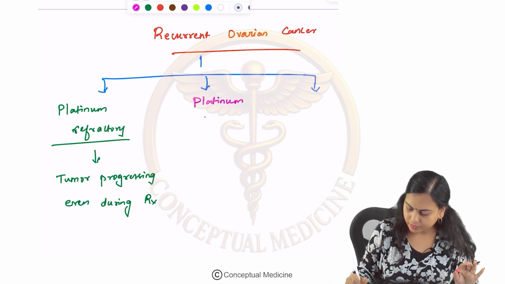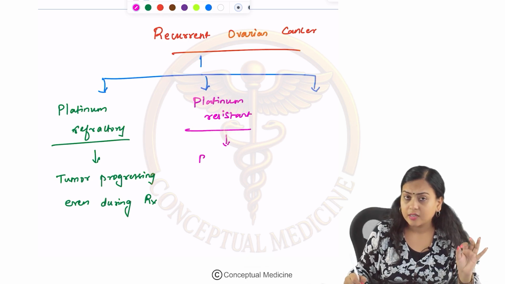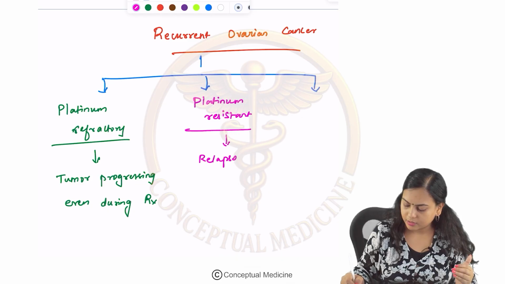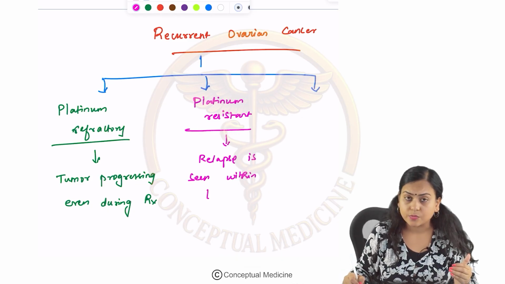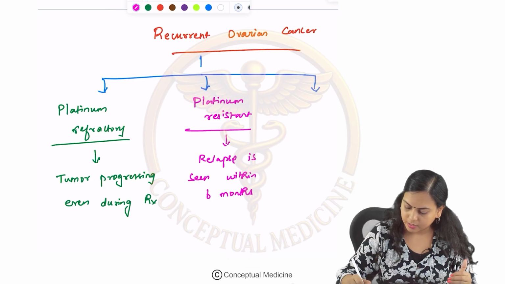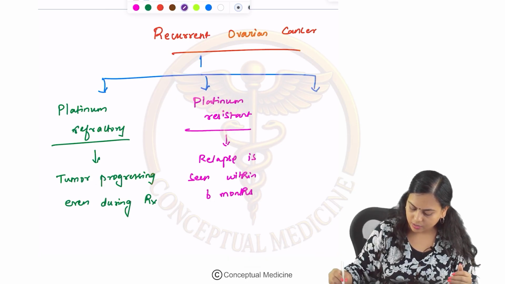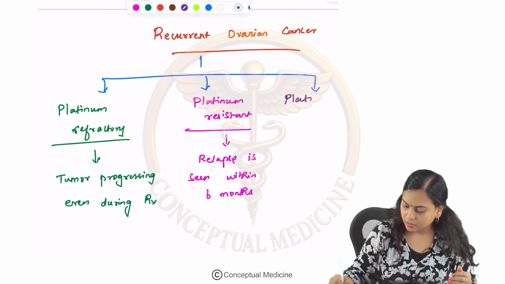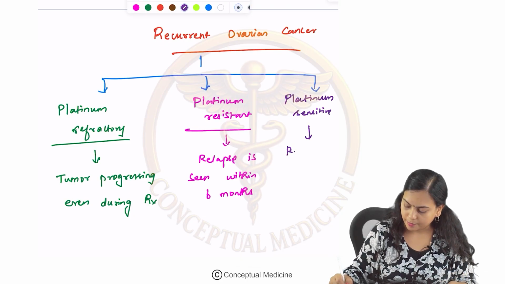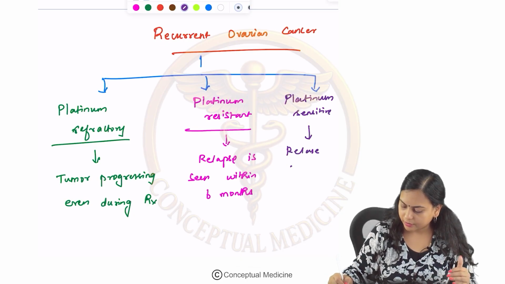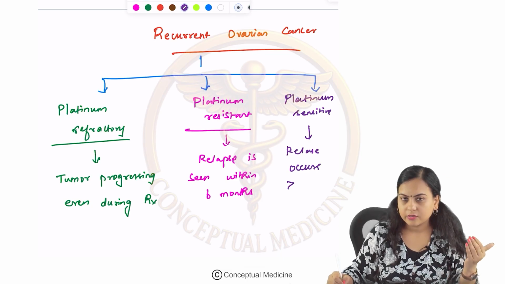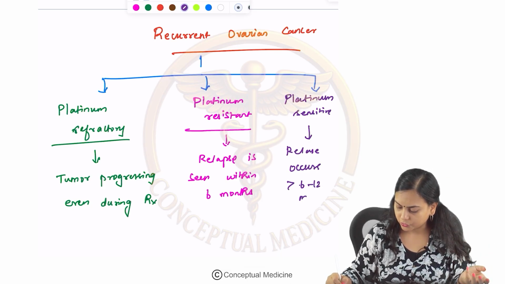The next one is platinum resistant type. That means the relapse is seen within 6 months. Fine. And the next one is platinum sensitive type. Okay. Here also the relapse will occur, but the relapse occurs after 6 months, 6 to 12 months also.